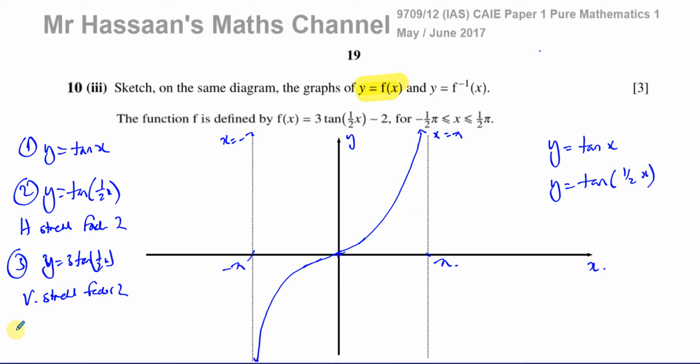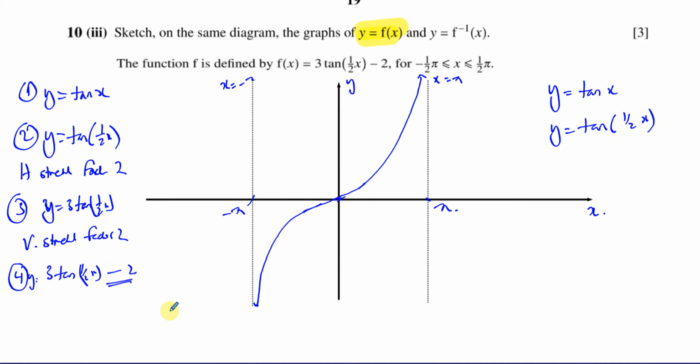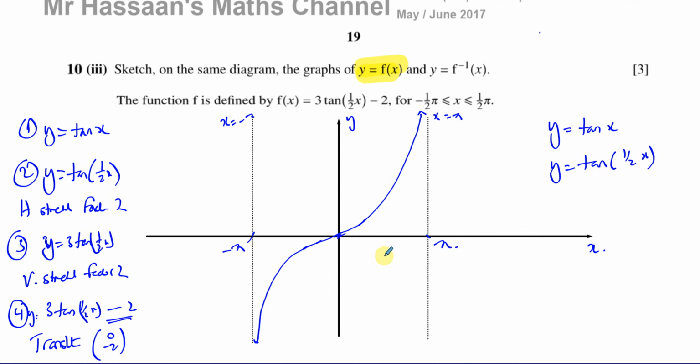All right, then the next thing that happens, well, this is the third thing actually, that was the original, is this minus 2 bit. So it has 3 times the tan. So y equals 3 times the tan of a half x, and the minus 2. Now the minus 2 represents a translation of vector (0, -2). So here the y coordinates are all reduced by 2. So it has the same shape.